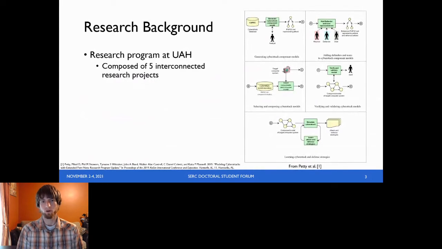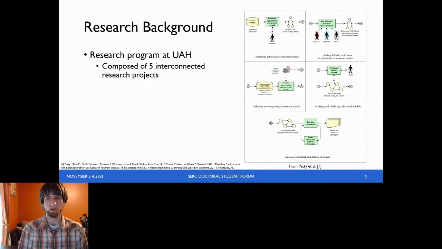I just want to point out before I begin that my project is part of a larger research program at UAH where we have 5 interconnected research projects that are all using the same modeling technique. The diagram over to the right, if we're starting from the top, reading left to right, the first project is taking cyber attack entries and creating Petrinet models for those cyber attacks. The second project, which is my project, is adding defender and user representations to the models as the cyber attacks are attacker-centric. The third project is taking the individual attacks and making an attack campaign.